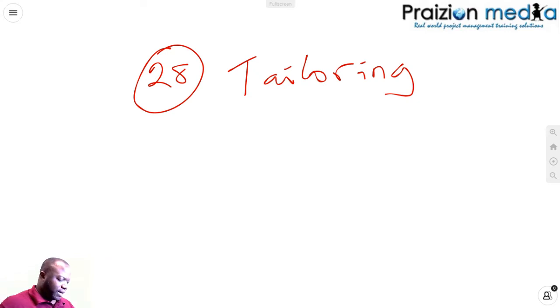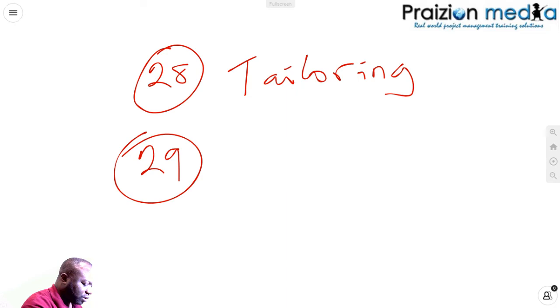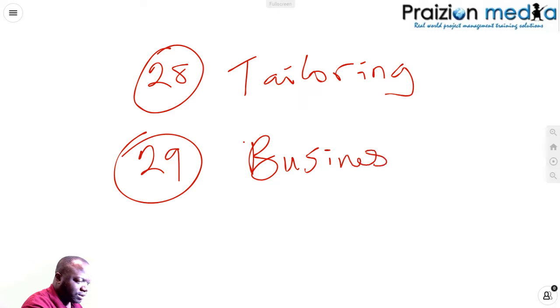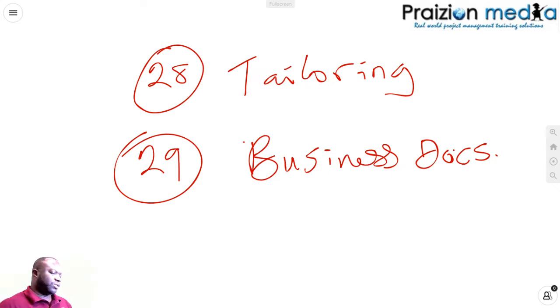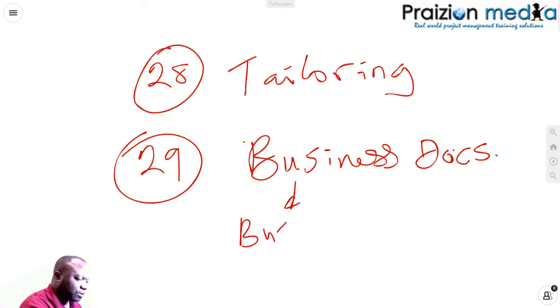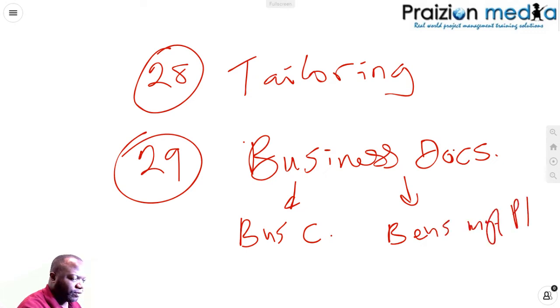Page 29, very important page as well. This was not in the 5th edition. Page 29 is all about business documents, and that definitely doesn't ring a bell. In fact, it sounds like a bogus term. Business documents, two big ones: your business case and your benefits management plan. And these were not really talked about in the 5th edition.